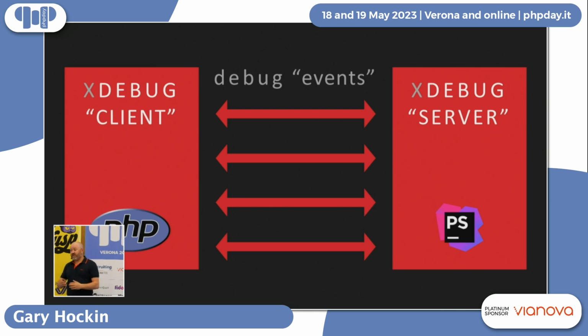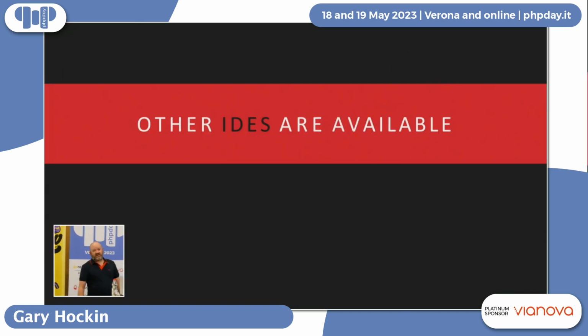From what I understand, other things like VS Code, Vim, whatever your IDE of choice, have their own plugins that will make this relatively straightforward for you. I'm going to use PhpStorm today. Other IDEs are available. I don't work for JetBrains anymore, so this isn't like a shill thing. It's just what I'm familiar with. It's all fine.